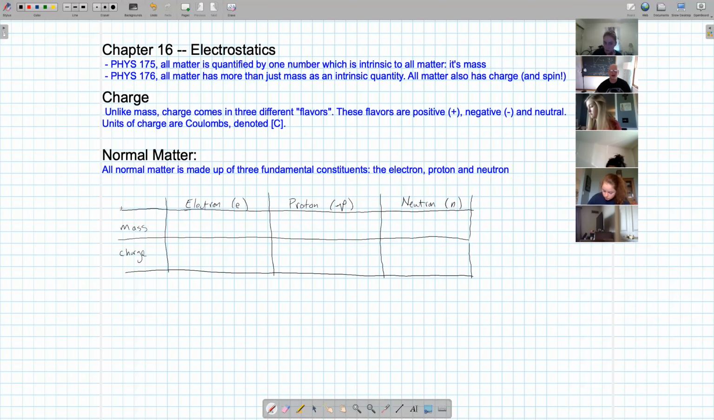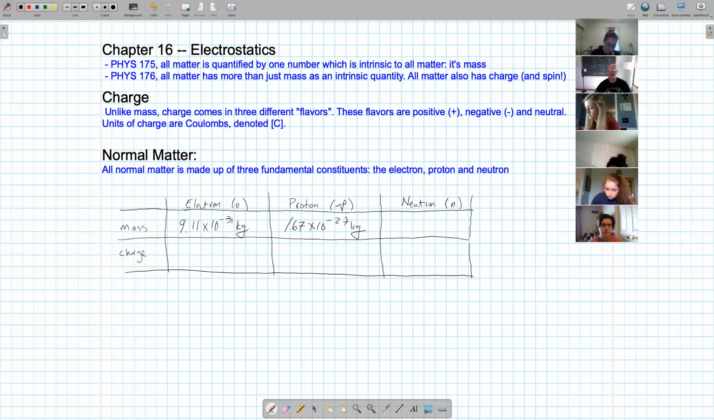Okay. So does anybody remember the mass of an electron from your chemistry class? No, that's okay. The mass of an electron is 9.11 times 10 to the minus 31 kilograms. What about a proton? Anybody remember the mass of a proton? No. That is 1.67 times 10 to the minus 27 kilograms.